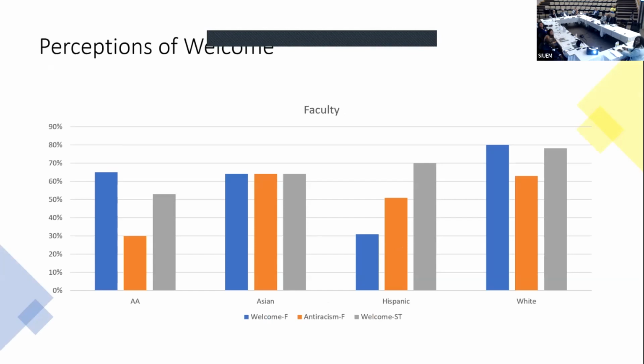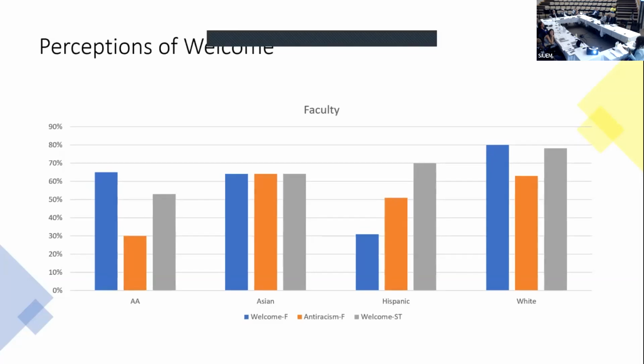And so now I want to move on and specifically talk about the feedback we got as far as data from perceptions of welcome. If you just look at the bar graph, I specifically want to direct your attention to the blue graph. The Hispanic faculty members felt the least welcome on the campus. In fact, I think their numbers were 31% compared to about 65% for Asian and African Americans, and in the white community, 80% of white individuals who reported felt welcome on our campus.